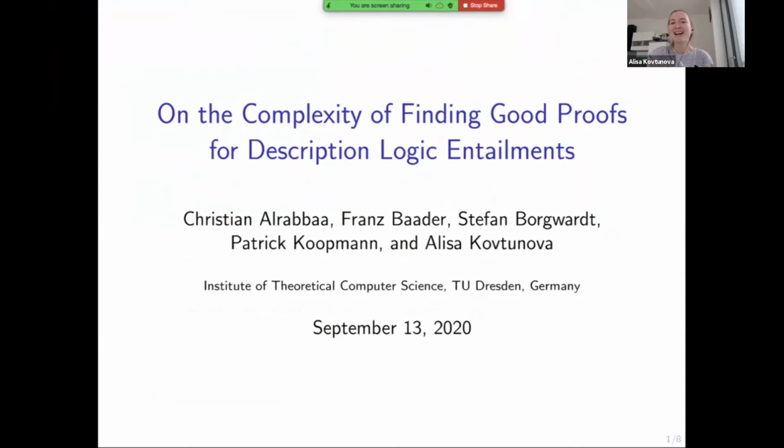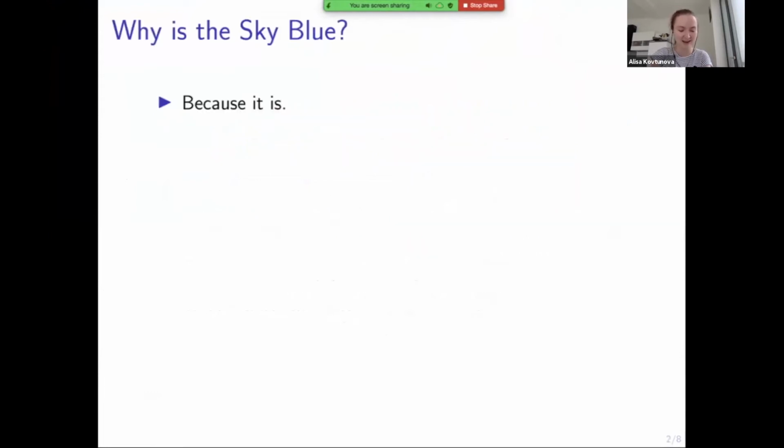Yes. I want to report about research we did in Dresden on the complexity of finding good proofs. If we ask a human what is a good proof, the answer may not be very clear. So either you can say that what you want to derive is an axiom, so why is the sky blue? Because it is.